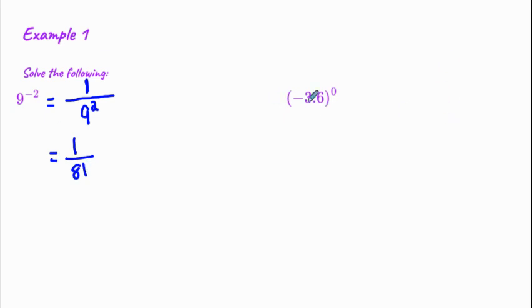Okay, now we've got (negative 3.6) to the power of 0. This is what I just got done talking about. We got a negative number to the power of 0, but the negative is in parentheses with it. So this is just equal to 1.